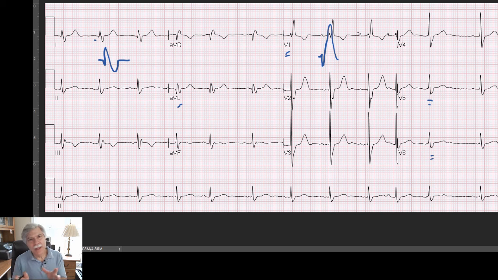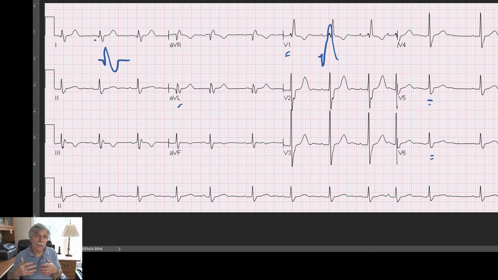So first of all, why does a right bundle branch block look like this? Well, remember that your heart lies in your chest, but it's kind of twisted. So the left ventricle is actually behind the heart. It's in the posterior part of the heart. And the right ventricle is actually on the front of the heart. Now V1, which sits right here over the right sternal border, is right over where the right ventricle is.